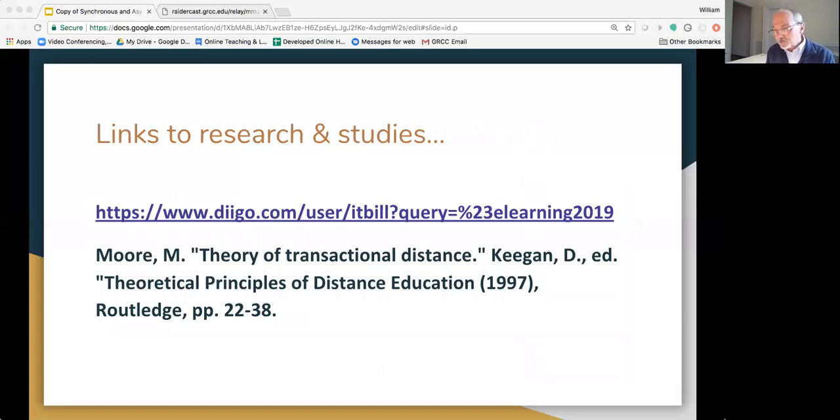So this is a link. I know it looks kind of long. I do have a DGO account, and it's under IT Bill. If you look under e-learning in that, I think the other shorter URL is itbill.dgo.com. And then you would go to my library, or /user/itbill. And then there is an e-learning link there. If you click on that, you'll get the list. And then I reference Michael Moore's theory of transactional distance here.